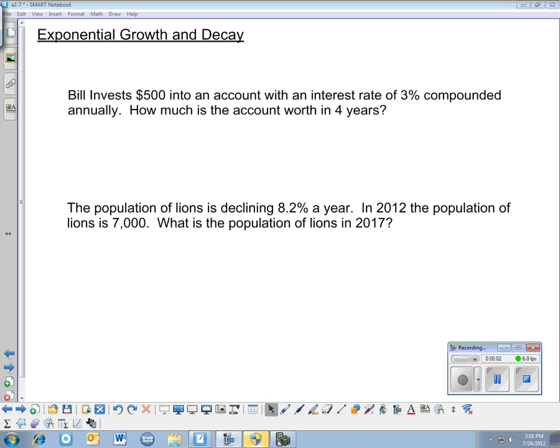Exponential growth and decay problems follow a formula. Your answer is P(1 plus or minus R) raised to the T. Sometimes the variables change, but these are the ones we're going to go with, where P stands for your principal, or the starting value. R stands for your rate.